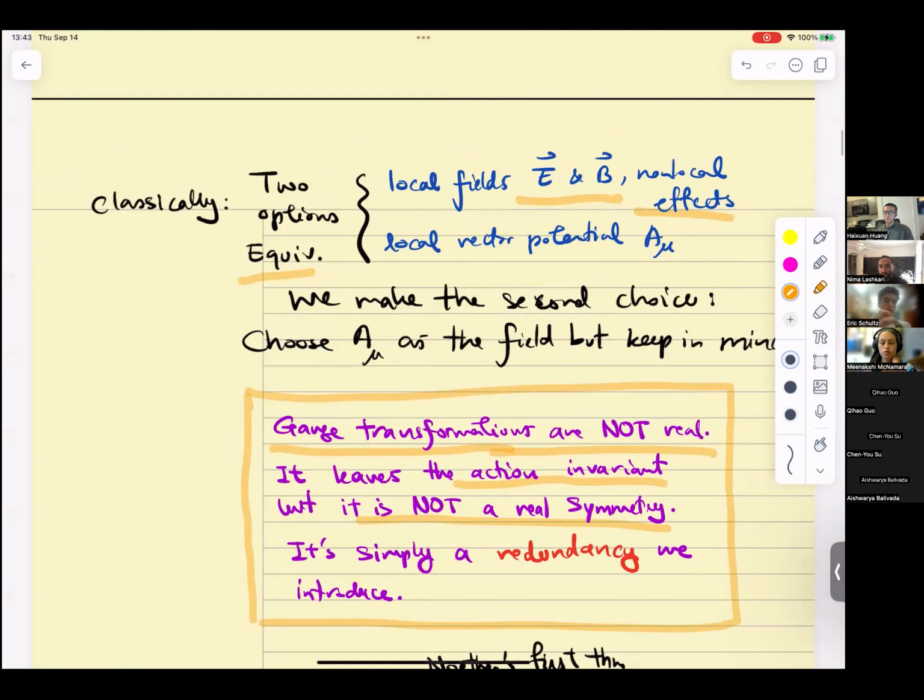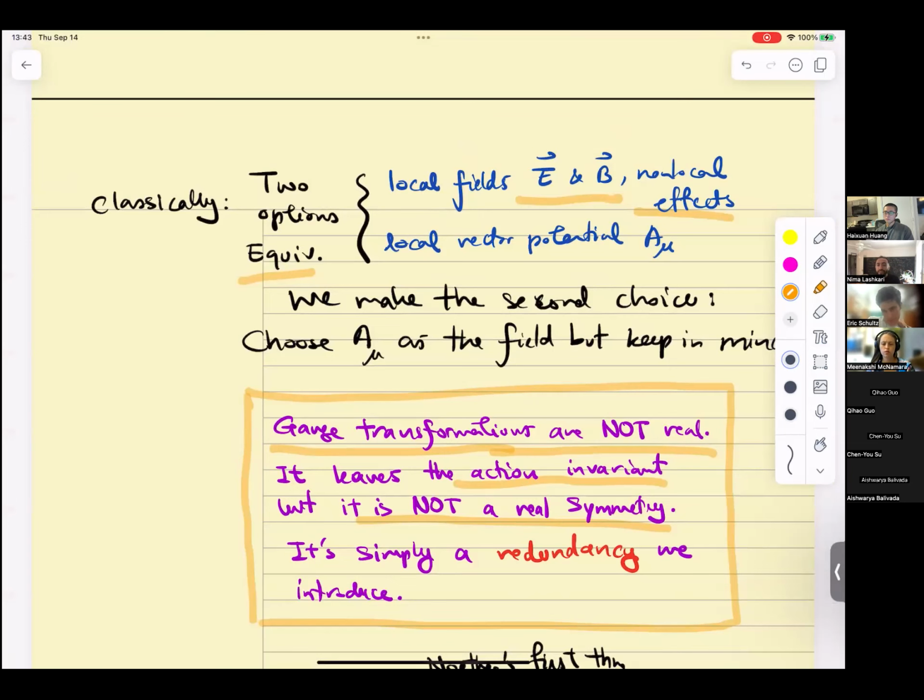Any questions about this? This is one of the main messages that I want to send across. So in the remainder of this lecture, I'll adopt the second point of view, working with A mu. I'll pretend that this is the degree of freedom, and then there will be gauge transformations of A mu, which I'll call redundancies.